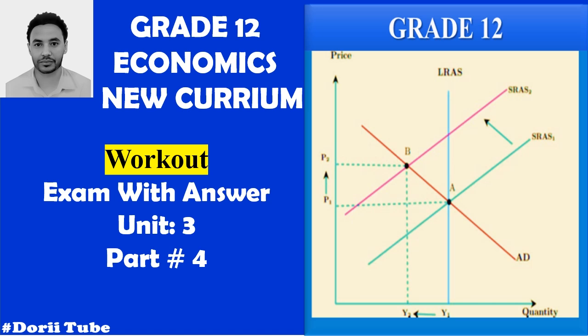I hope from the last discussion about the workouts, you understand how you can calculate the output at socially optimum level and at the market level or at profit maximizing level. In today's tutorial, I add two questions in order to increase your thinking ability on the concept of market failure and externality.